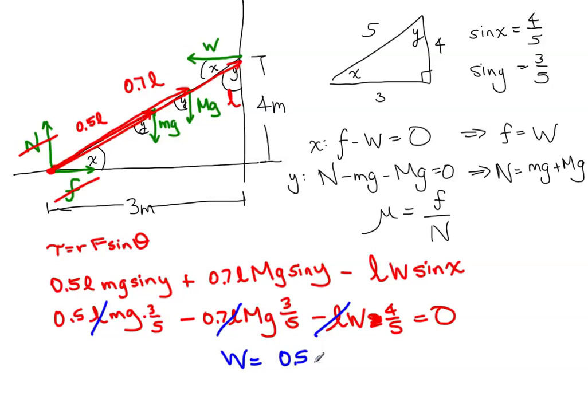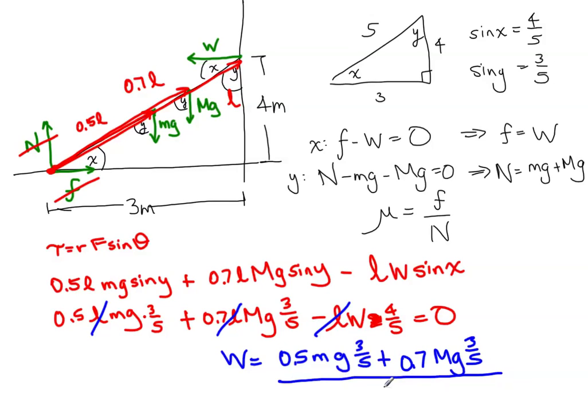And so now I see that my W is going to be equal to 0.5 times little m times g times 3/5. Oh wait, this is a mistake. This should be plus, right? Plus 0.7 times big mg times 3/5 over 4/5. So that way I can calculate W, the wall force, which is equal to the friction, see? And now I could put this in there and calculate the coefficient.